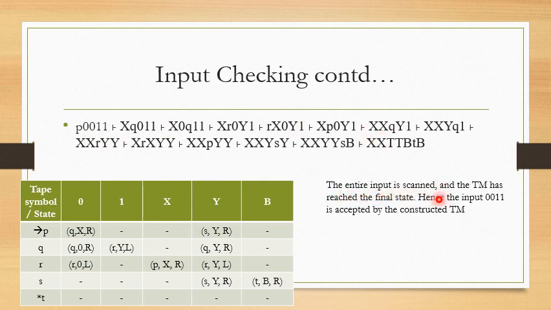The entire input is scanned and the Turing machine has reached the final state. Hence, the input 0011 is accepted by the constructed Turing machine. This is how you can check whether the given input is accepted by the Turing machine or not using the ID of a Turing machine.